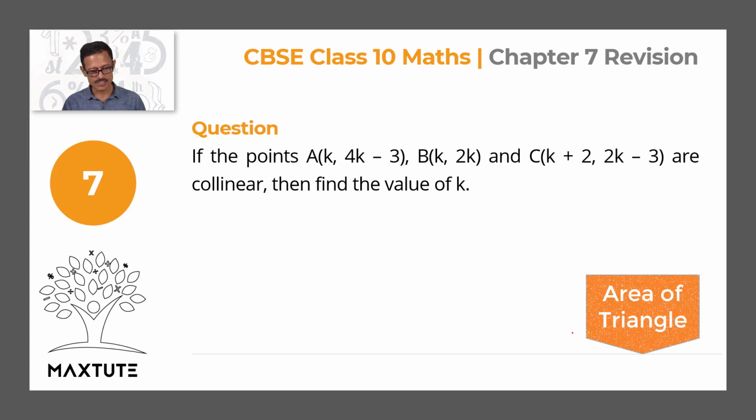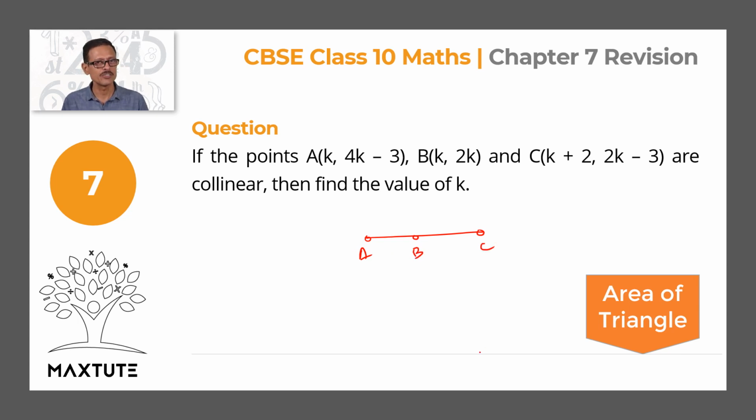Let's get solving few questions, understanding how this goes about it. The points A, B and C are collinear. Then find the value of k. The coordinates of A, B, C, all of them have k in it. And they said that these 3 points are collinear. What do we mean by collinear points? Collinear points are points that lie on a straight line. So A, B and C, according to this question, lie on a straight line.